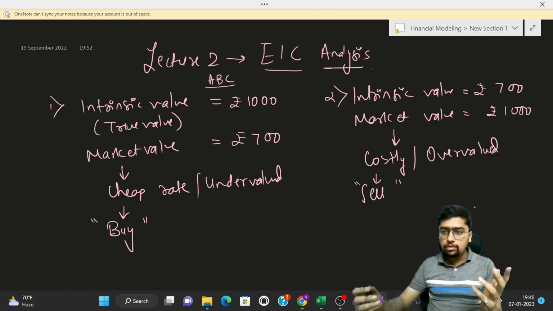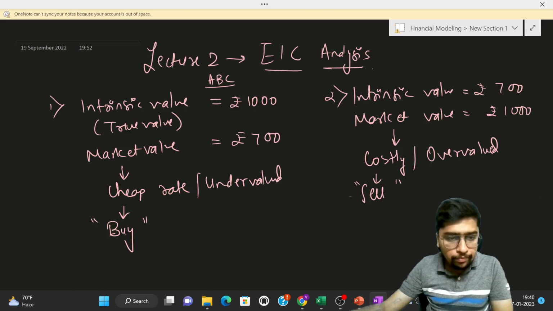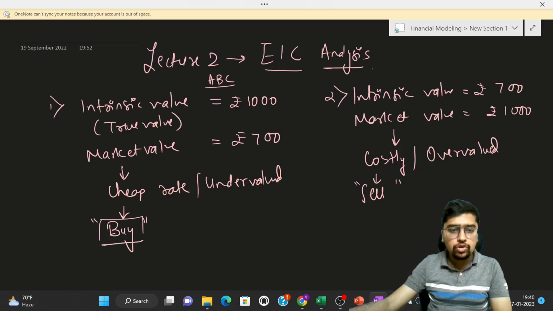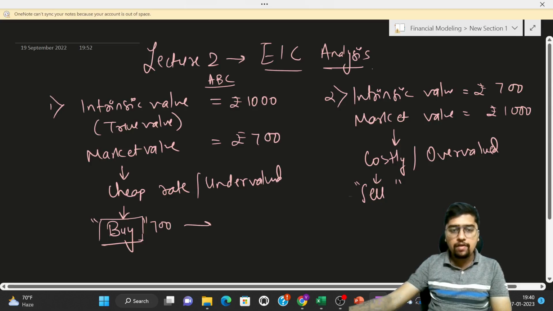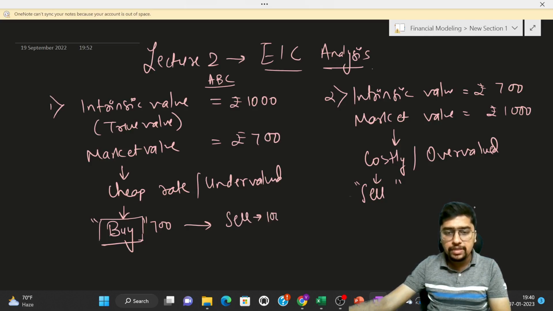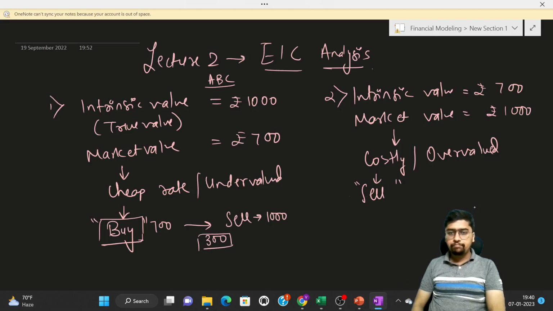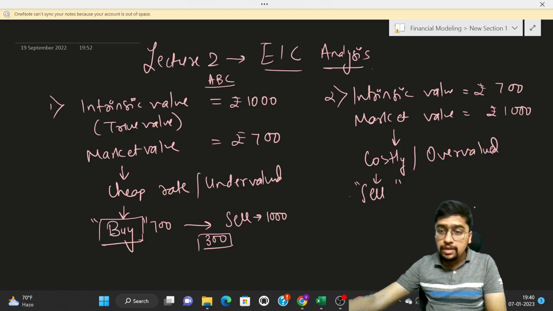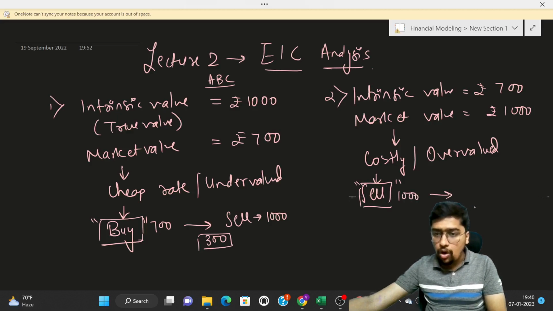So what is going to be the route in case of the first scenario? First step is going to be buying the stock for rupees 700, and when the stock reaches your intrinsic value, you're going to sell it, say for example, for rupees 1000, and here you get a profit of rupees 300. Second scenario. In the second scenario, when the stock is overvalued, the first step is selling the stock for rupees 1000, and later on purchasing it or buying the stock when it reaches its intrinsic value of 700. And here also you get a profit of rupees 300.